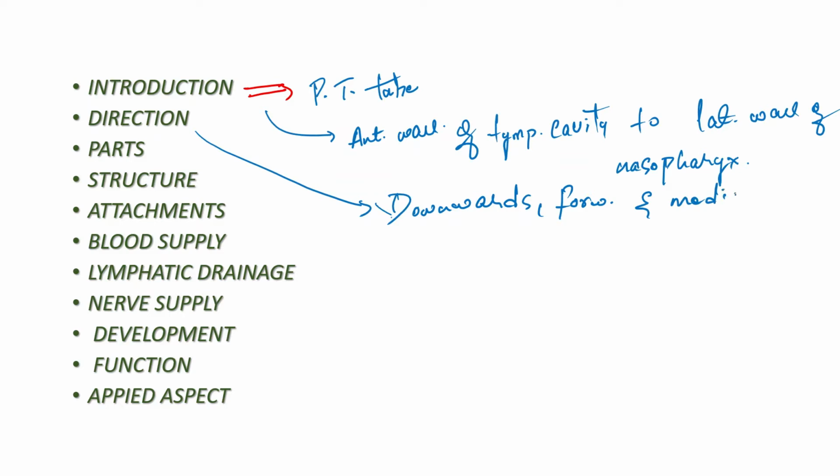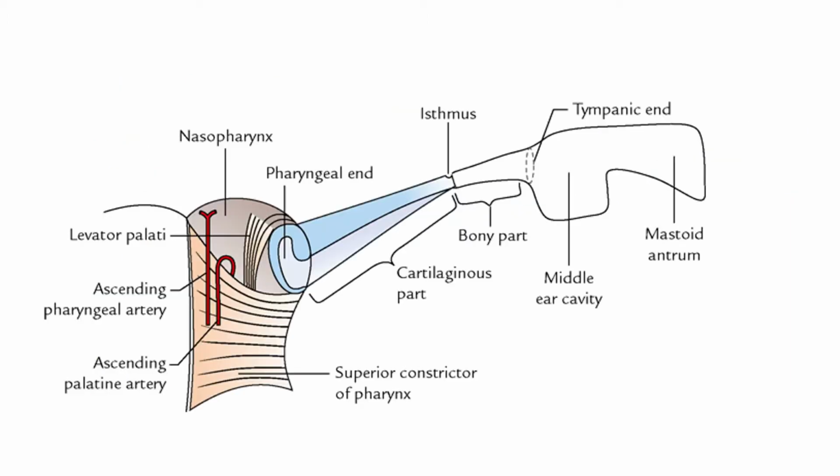Moving on to the parts of the auditory tube. The auditory tube is represented by two parts. Number one is the bony part of the auditory tube. Number two is the cartilaginous part of the auditory tube.